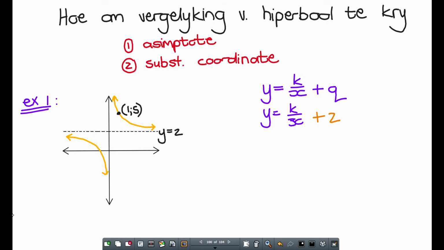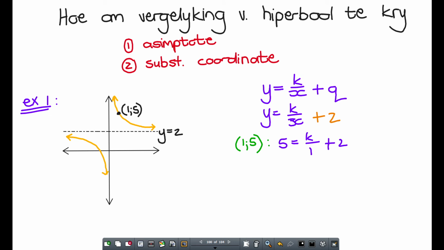Al koördinate wat ek vir jou gegee het op hierdie sketsie, is daai koördinaat waar x 1 is en y 5 is. Okay, and we said we have to write that down to indicate to me that this is what I'm substituting. Nee, okay, so dan gaan jy hê, y raak mos nou 5, is gelyk aan k bly k. And x will become 1, and then your plus 2. Is julle nog reg?